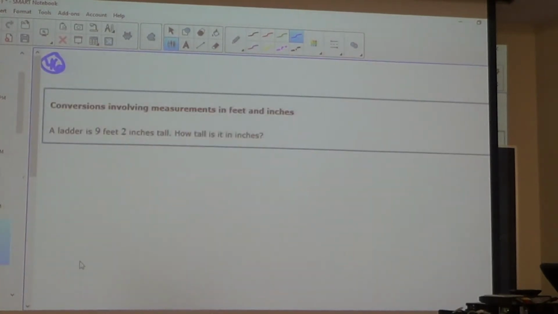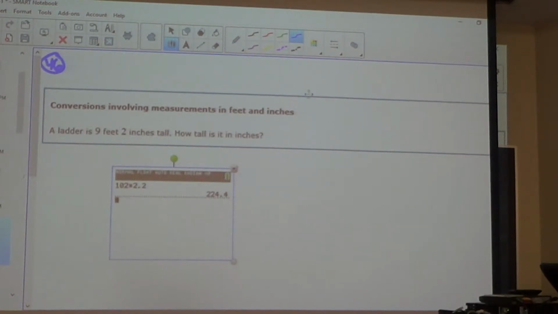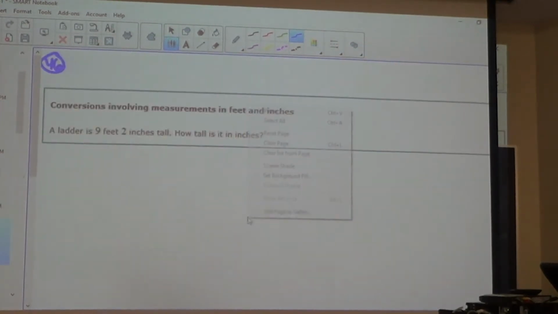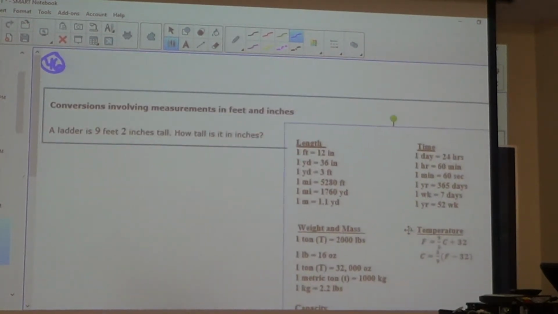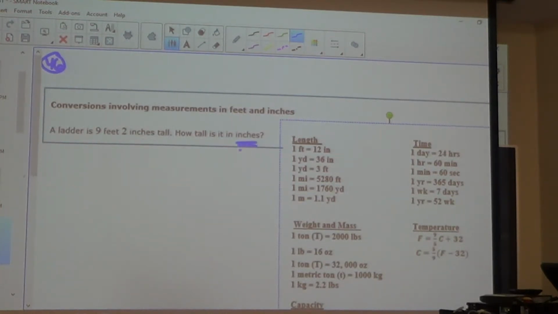All right, let's look at another one. Let's go back and get our formula sheet. Several of y'all worked on one like this today. If somebody is 9 feet 2 inches tall, how many total inches is he? Well, we want our answer to be in inches, so do you agree the 2 is already in inches? So what we need to do is convert 9 feet into inches.